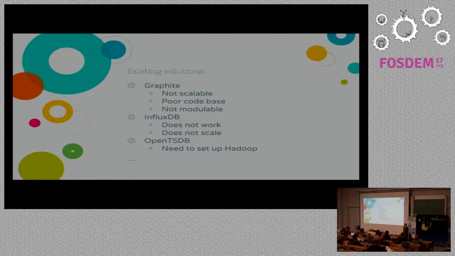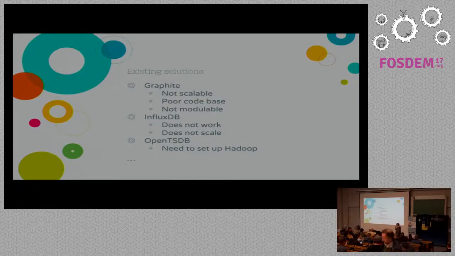Because we took a look at existing solutions, such as Graphite, which is deployed a lot, but it's not scalable. Some of it is in Python, and I wrote a nice blog post a couple of years ago about how not to write Python. You can take a look at the code from Graphite. It's pretty unreliable. It's not modular. InfluxDB was a new cool kid in town. It's written in Go, but it doesn't work. It has gone proprietary in part last year, so it's not really open source anymore, and it doesn't scale.